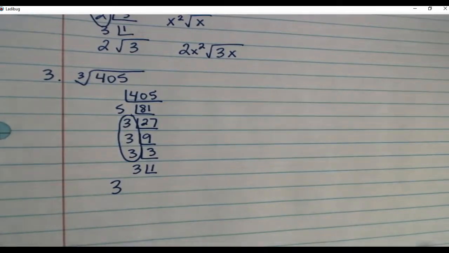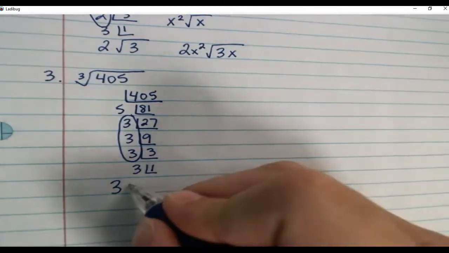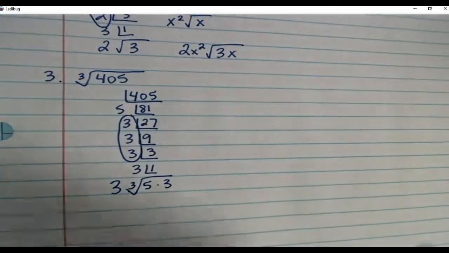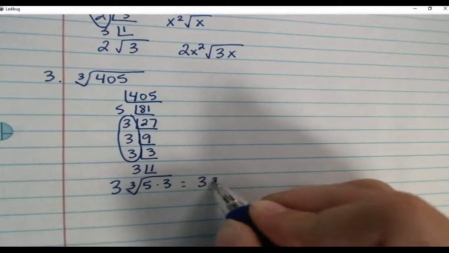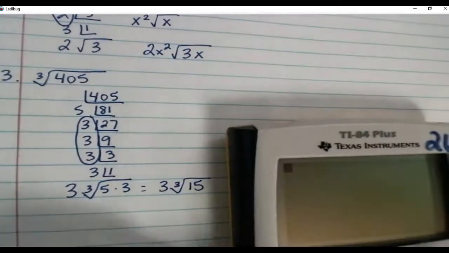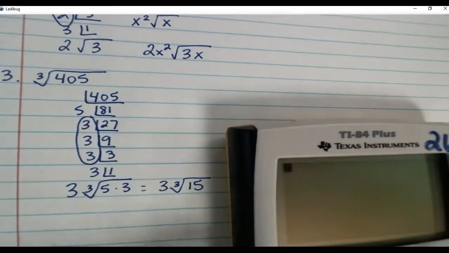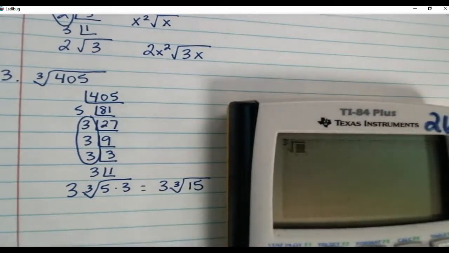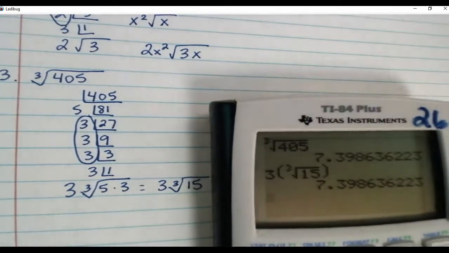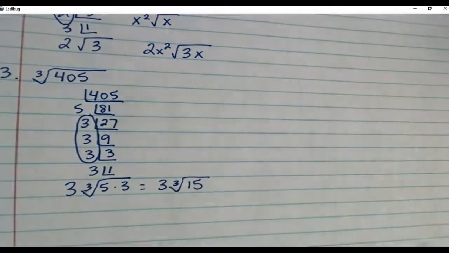And now we still have a 5, we still have a 3. They can't partner up, so they stay inside. So cube root of 5 times 3. So then our final answer is 3 cube root of 15. Okay. And just like when we typed it in and we checked, so we did 405. We can check these as well. So 3 cube root of 15 is that same decimal. That's your answer. Questions?